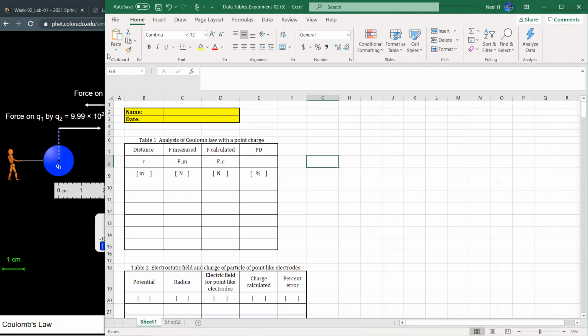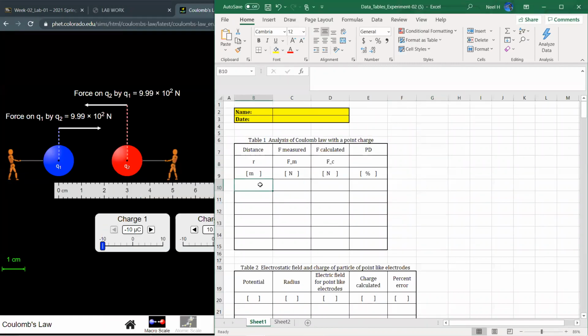That's an extremely simple calculation. We'll start from the 3 centimeter point, but I need the unit in meters, right? 0.03 meters. Force measured, the given value on the simulator, 9.99 times 10 to the 2.